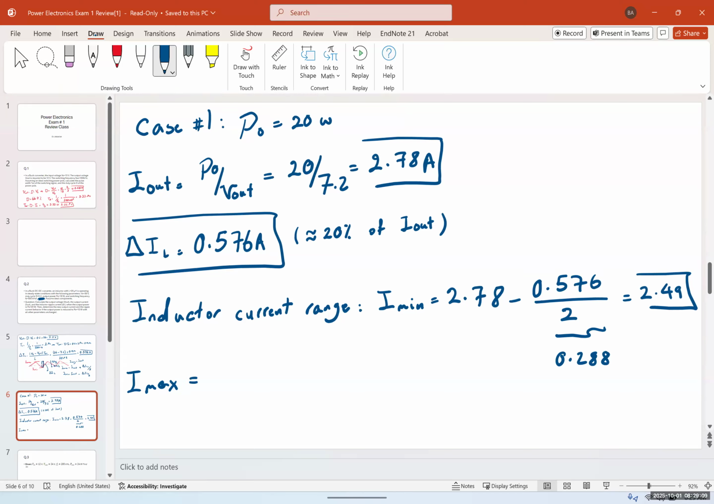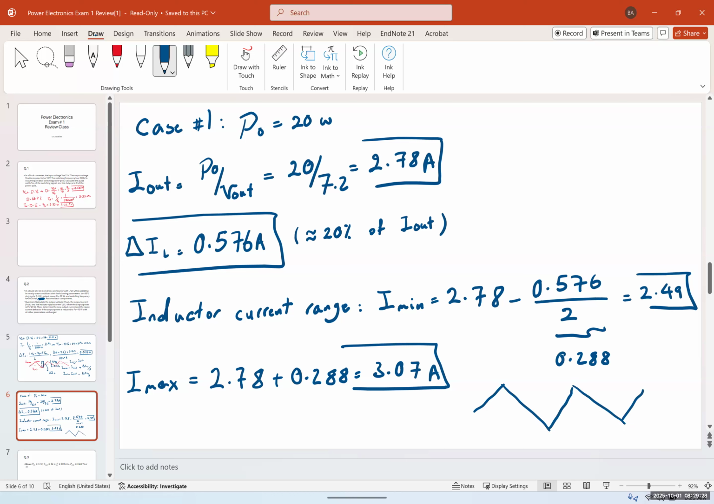And for the maximum current, you would have your output current, which is 2.78, plus half of the ripple current, which is 0.288. And this gives us 3.07 amps. So if I draw the ripple current, the average current is 2.78, or the output. Maximum current is 3.07, and the minimal current is 2.49.